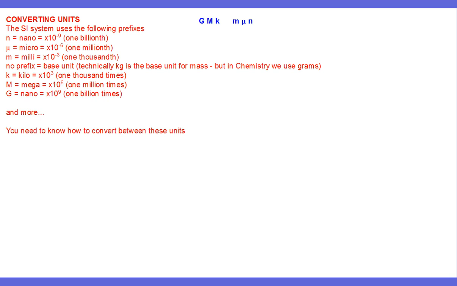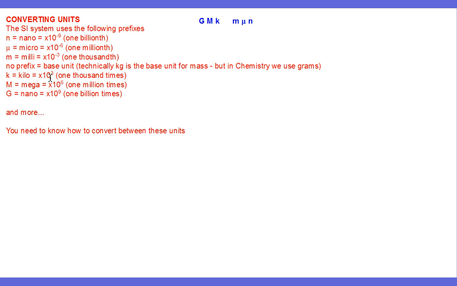Next thing, converting units. Now, in chemistry or physics and all of science, there's something called the SI system of units, and they've got certain prefixes. N stands for nano, which means one billionth. Mu, the Greek letter mu, is for micro. You've got m for milli. If there's no prefix, that means the base unit. Now, technically in chemistry, kilograms is the base unit for mass, but we use grams in chemistry as the base unit.